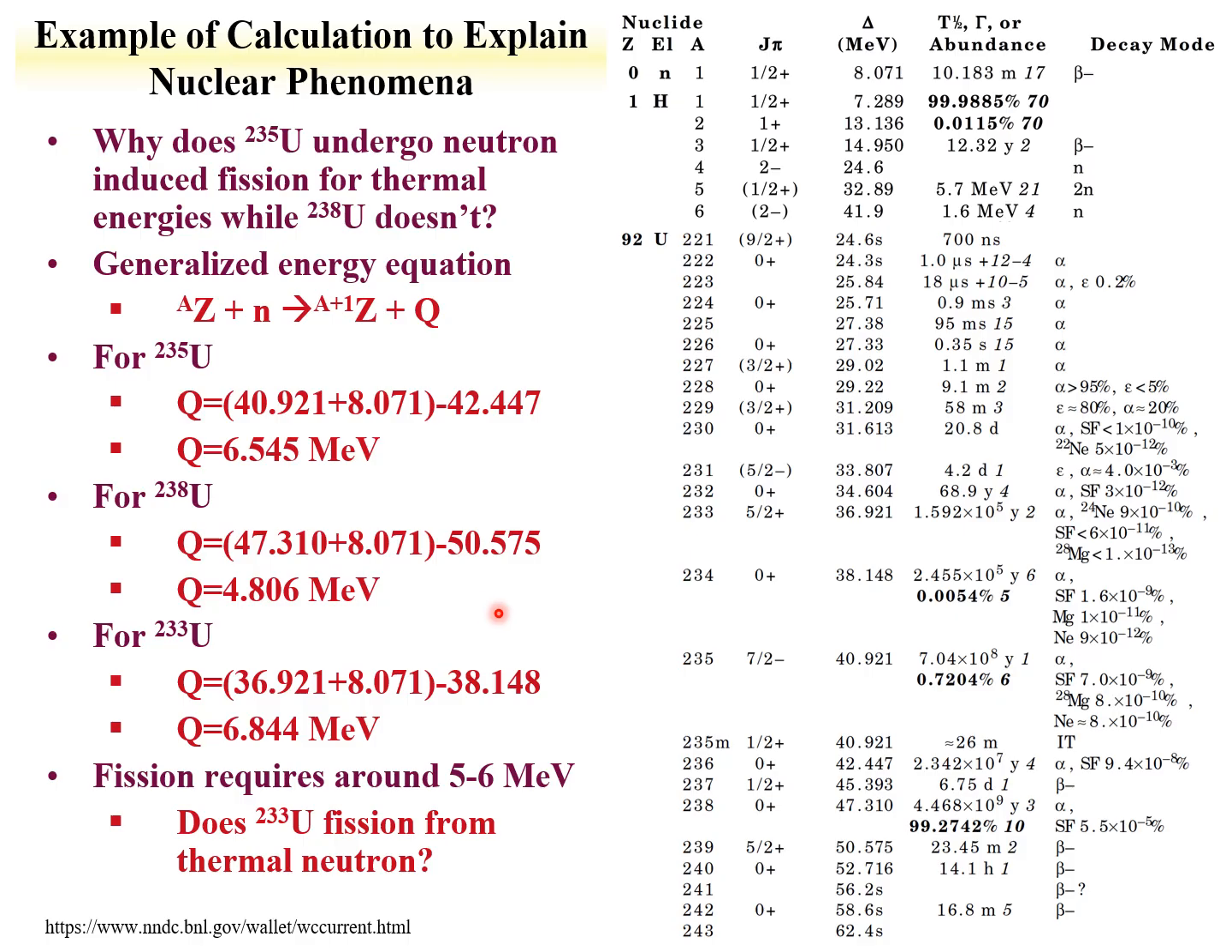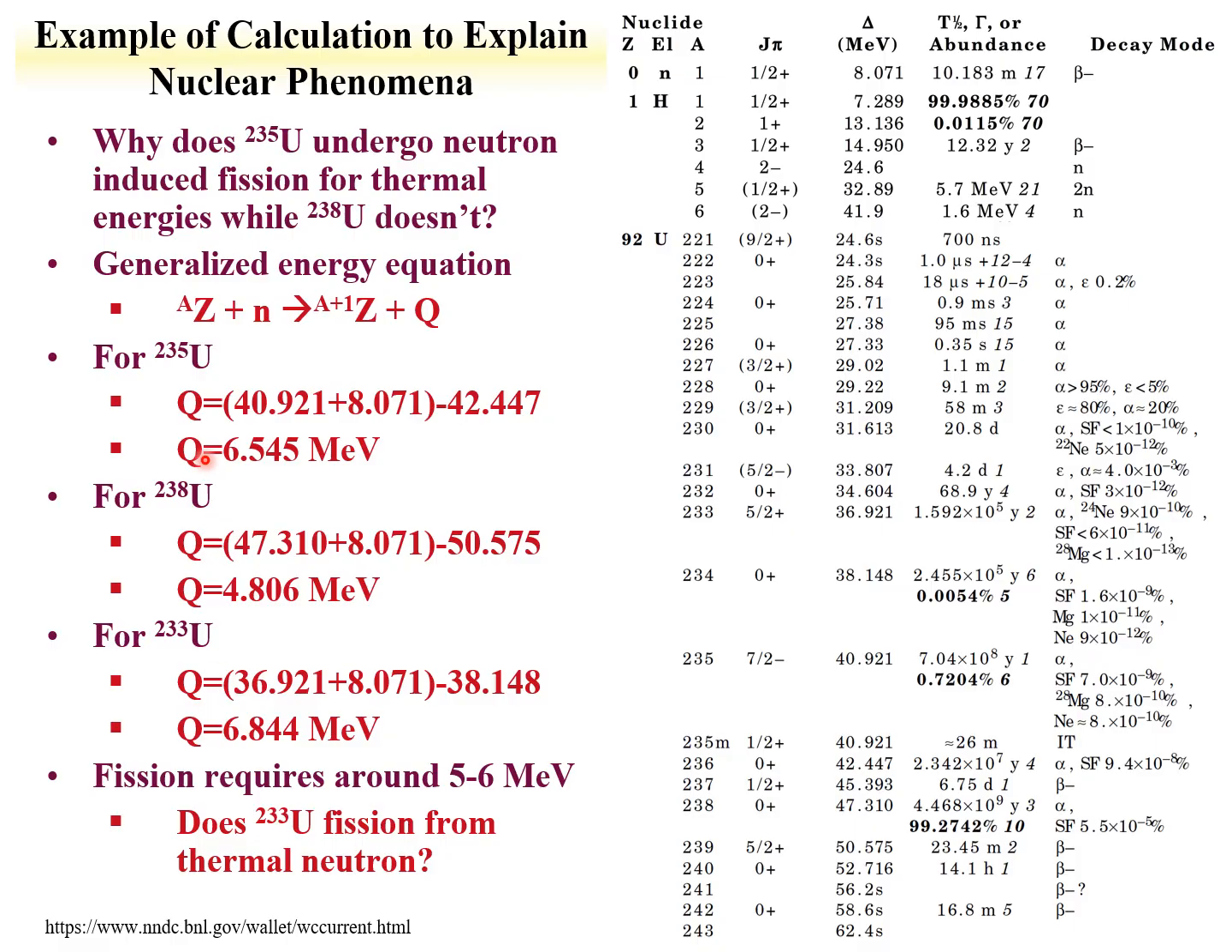Here's the neutron. Here's uranium-235, uranium-236, uranium-238, and uranium-239. We get that the Q value for the uranium-238 reaction is about 4.8 MeV, and the Q value for uranium-235 is about 6.5 MeV. It turns out that fission requires somewhere between 5 and 6 MeV to overcome this fission barrier.